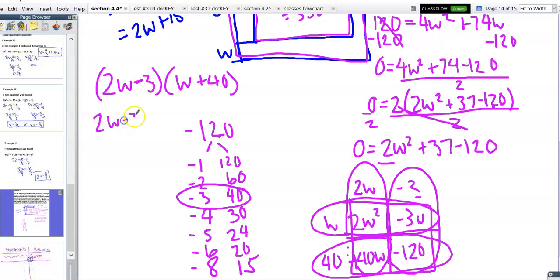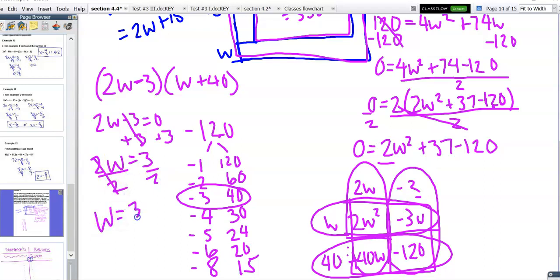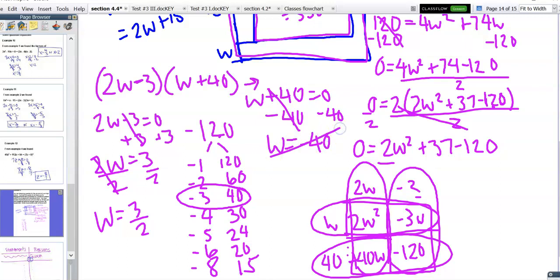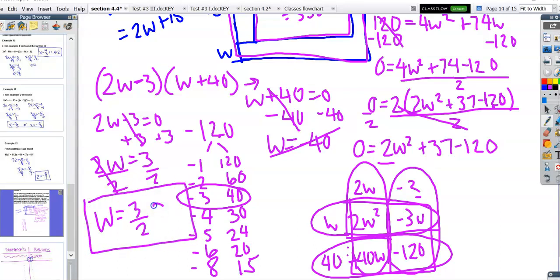So 2w minus 3 equals 0. Add 3 to both sides. Divide by 2. And then w equals 3 halves. We also need to solve w plus 40 equals 0, but this solution is negative. W equals negative 40. So we would call this an extraneous solution because it's not possible to have a negative width on a garden. So our answer is 3.5 feet.